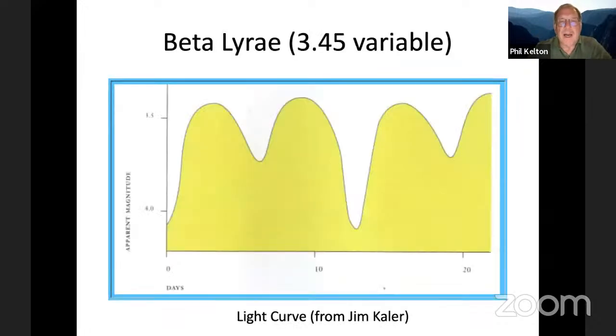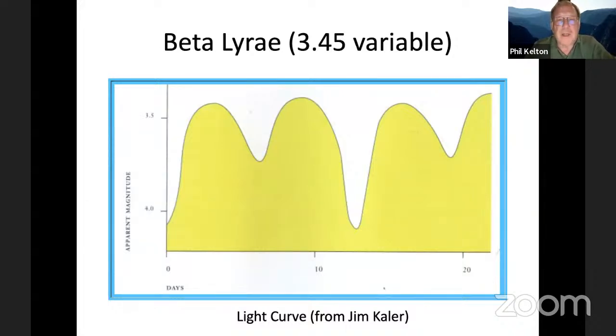First one is Beta Lyrae. Beta Lyrae is a very interesting star. This is a light curve from Jim Kaler, who was an astronomy professor at the University of Illinois for a long time. And he wrote a fascinating book called, I think, The 100 Greatest Stars.